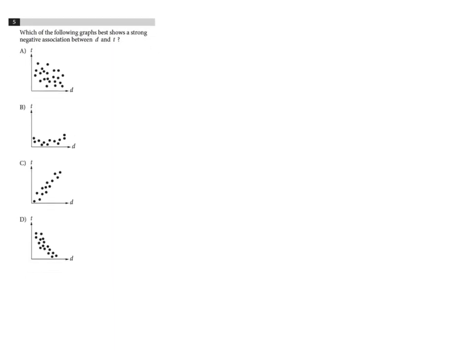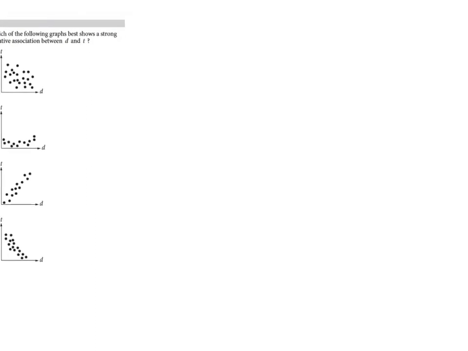Okay, got some scatter plots. Which of the following graphs best shows a strong negative association between D and T? Well, a positive association would have a positive slope. Negative would have a negative slope. Line of best fit. And the tighter the values are together, the closer they are to a single line, the stronger the correlation. So we're looking for a strong negative correlation. So it looks like we're going to be D.